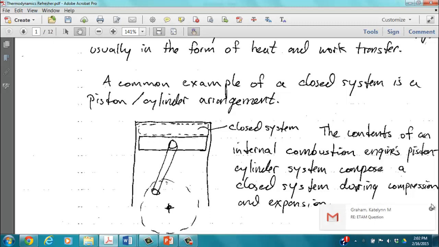Now, when you have a closed system, your region of space becomes a fixed amount of mass. In other words, the mass can't change within this system, so we typically call closed systems control masses. It's the mass that we're interested in analyzing, not so much the region in space. We're analyzing that fixed amount of mass when we do closed system analysis.